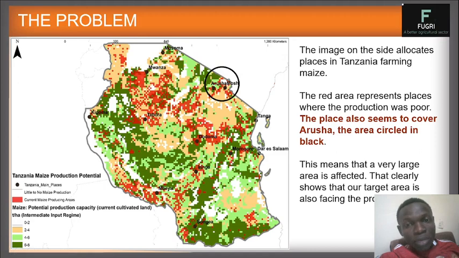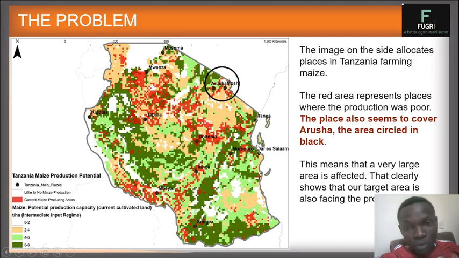So mainly we'll be focusing on Arusha and Moshi. This is because Arusha and Moshi are amongst the regions in Tanzania where maize production is done, but also Arusha and Moshi are amongst the areas which are affected by these infections that we are trying to deal with.